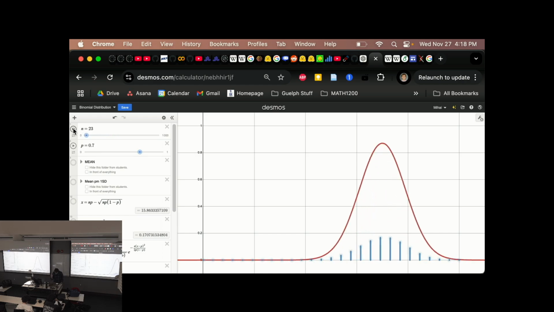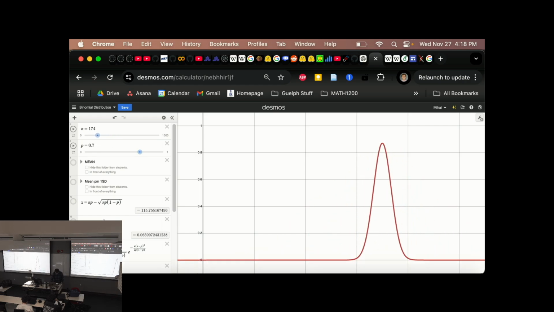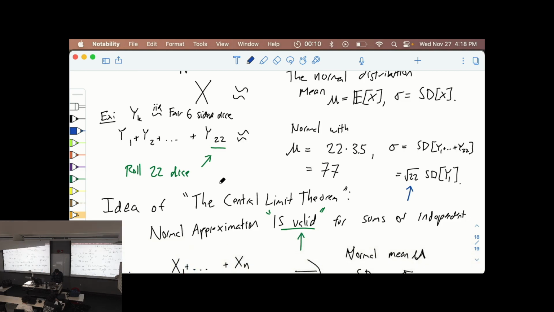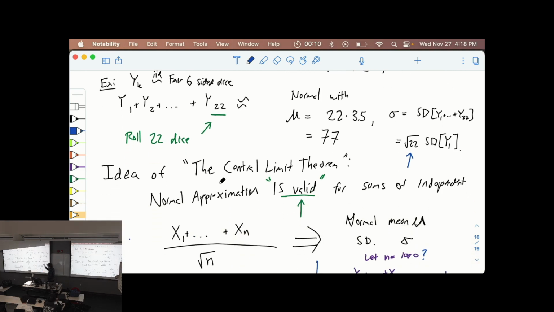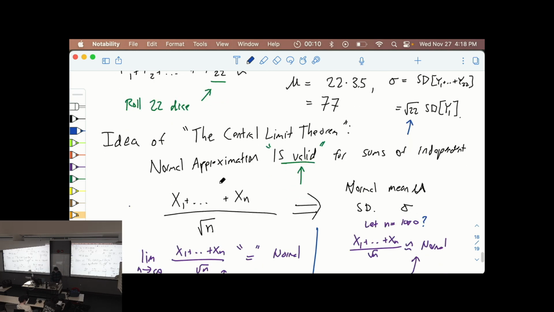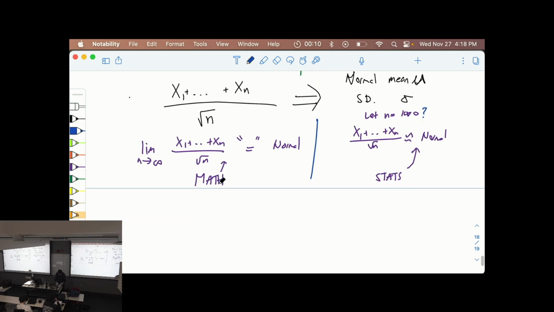This is another famous theorem. So the theorem of these approximations is called the central limit theorem, and it says that the normal approximation works when you divide by square root of n. The observation is that the distribution shrinks around its mean.